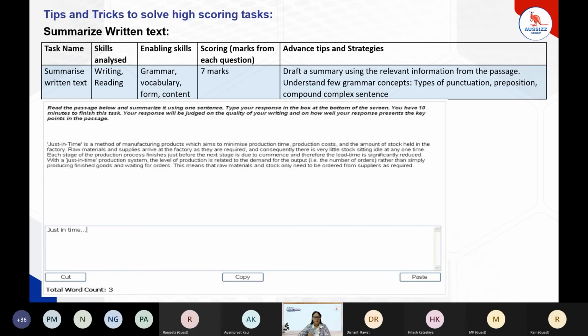Next is summarize written text. What is the requirement of the task? Read the passage, write a summary in the box. That is the requirement. What skills will be analyzed of the student? That is reading and writing. Read the passage, write something in the box. So it is of 7 marks.